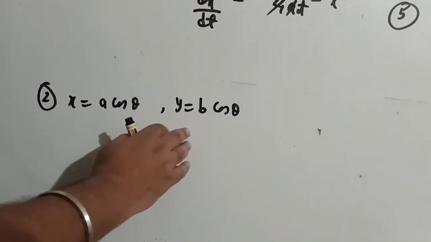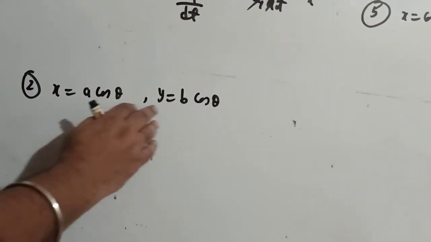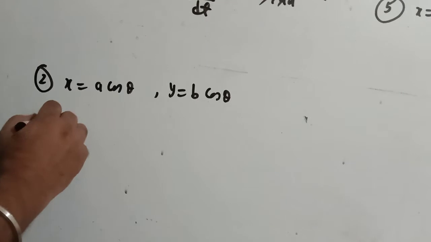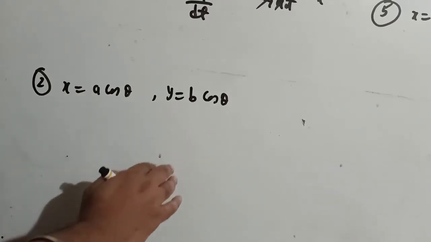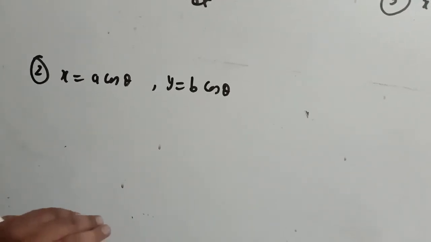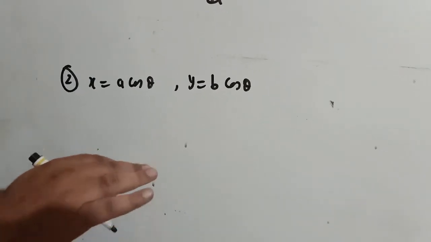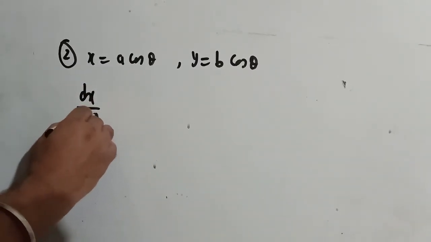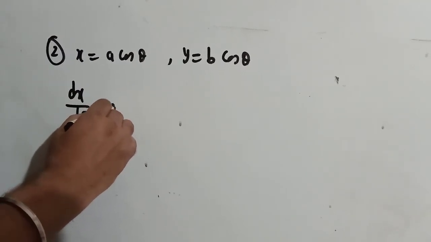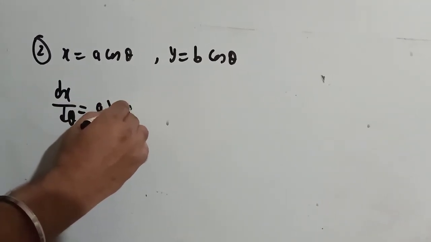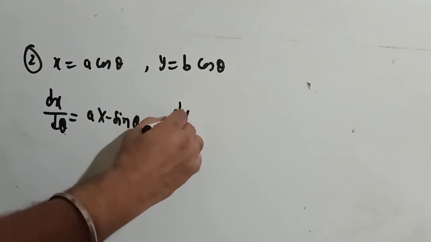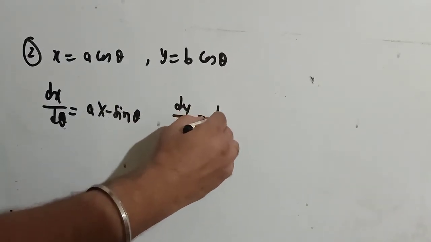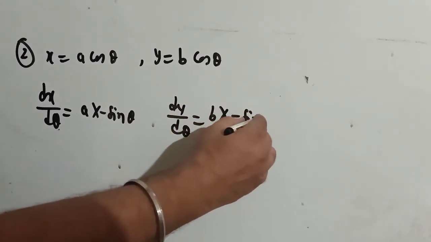In the same way, in the second question, x and y are both functions of theta. So we need to find dx by d theta and dy by d theta, and thereafter dy by dx equals dy by d theta upon dx by d theta. So what is dx by d theta? We are differentiating with respect to theta. A, differentiation of cos theta is minus sin theta. And dy by d theta, this is b, differentiation of cos theta is minus sin theta.